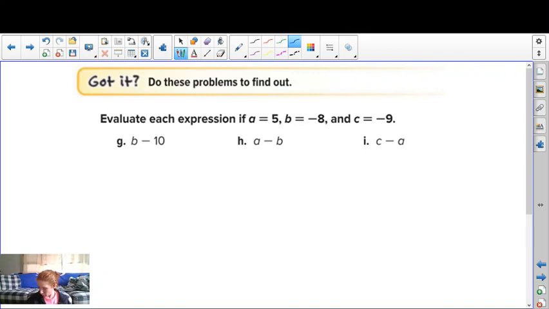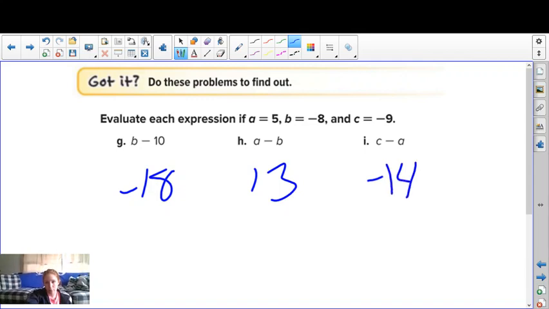All right, guys, try those ones. -18, 13, and -14.